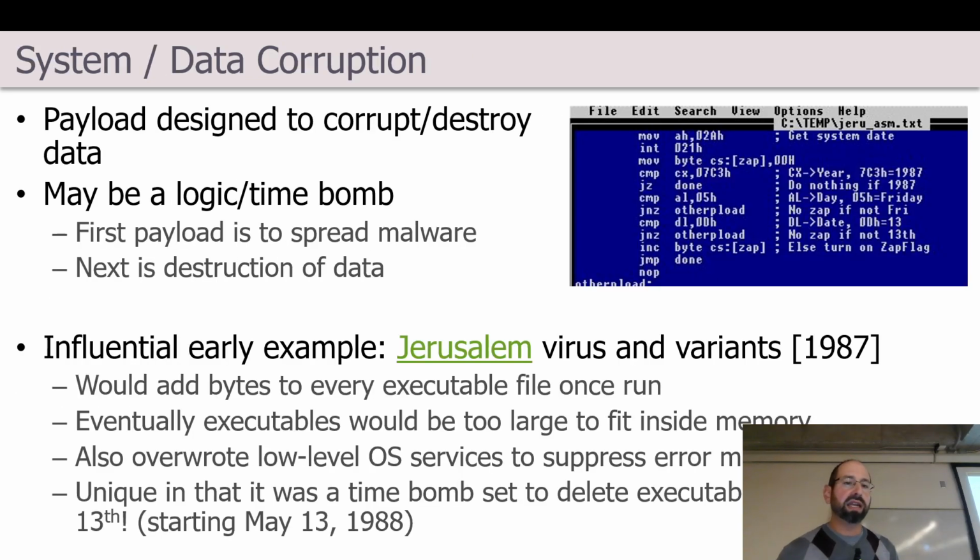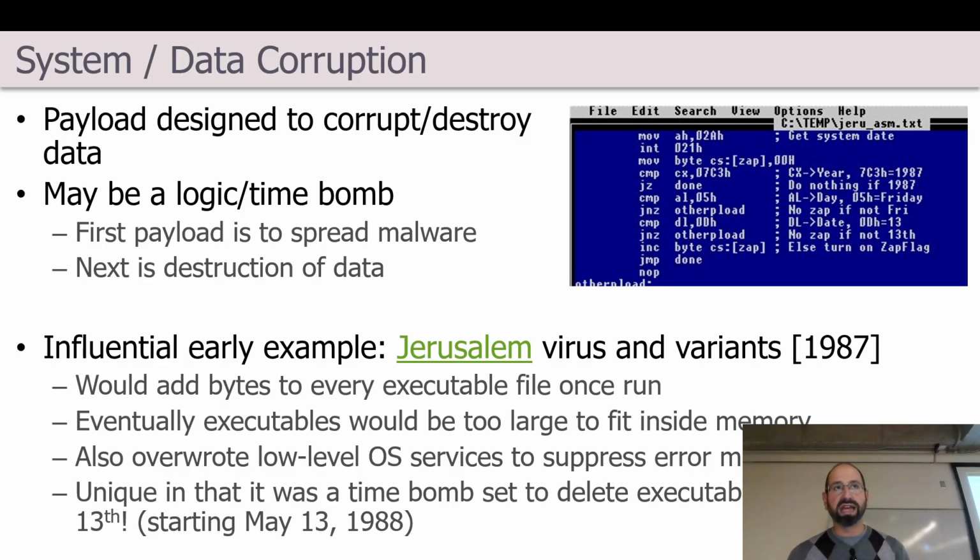We can start with system and data corruption, meaning can we corrupt or just destroy the data running on a system. First, a payload could be to do the spreading of malware, and not the actual propagation. Next, at some point, potentially in the future, would be to destroy some existing data on a system. You may ask, well, why would we want to destroy data? Don't we want to exfiltrate data? Well, you may also want to do that. But in this case, this particular category of payload is actual destruction of the system or of data on the system.